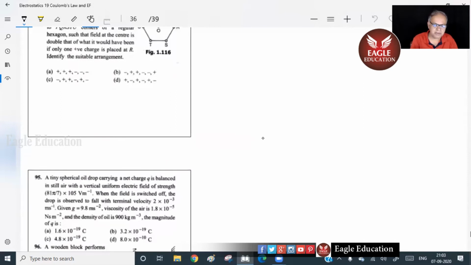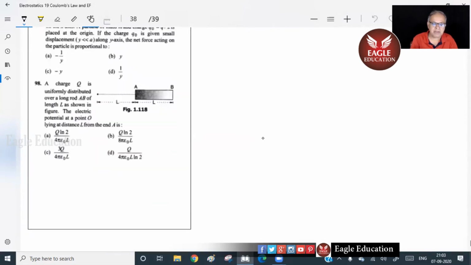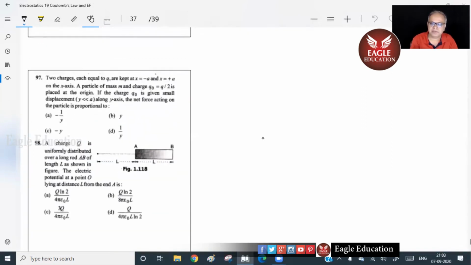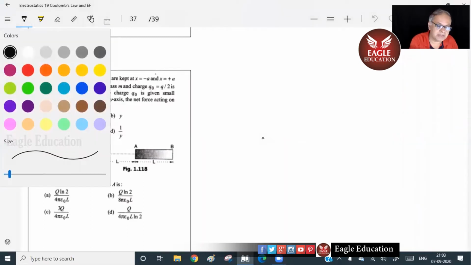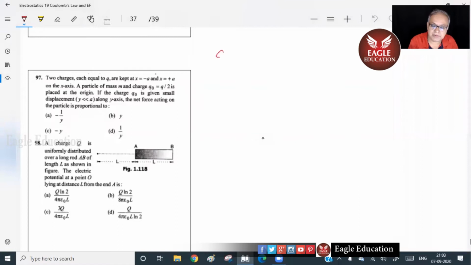More further. 97, right. Yes. Let me see. 98. But 98 is my mistake. It has come on potential. You can do it later after doing potential. Go for 97th. Okay. 97th. Potential we did not discuss, so I'll just postpone the 98 one for a later discussion.